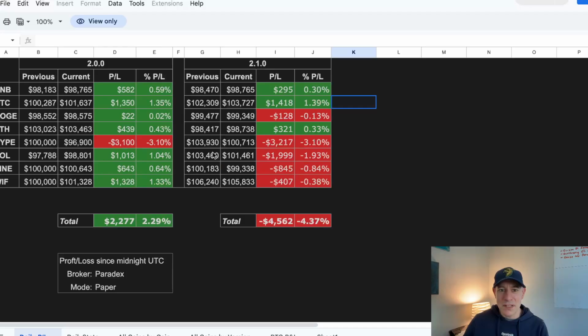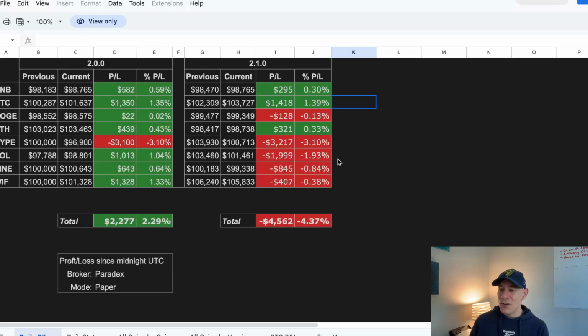Now, we did have one coin that got stopped out today on both strategies. It got stopped out pretty quickly on Hype on the original version, and the 2.1 version held out a bit longer, but then it got stopped out as well. But again, what I'm seeing overall is that fewer positions get stopped out in the newer version. So I think things are generally heading in the right direction with this regime detection and getting into a more defensive posture when things go into a trending mode.